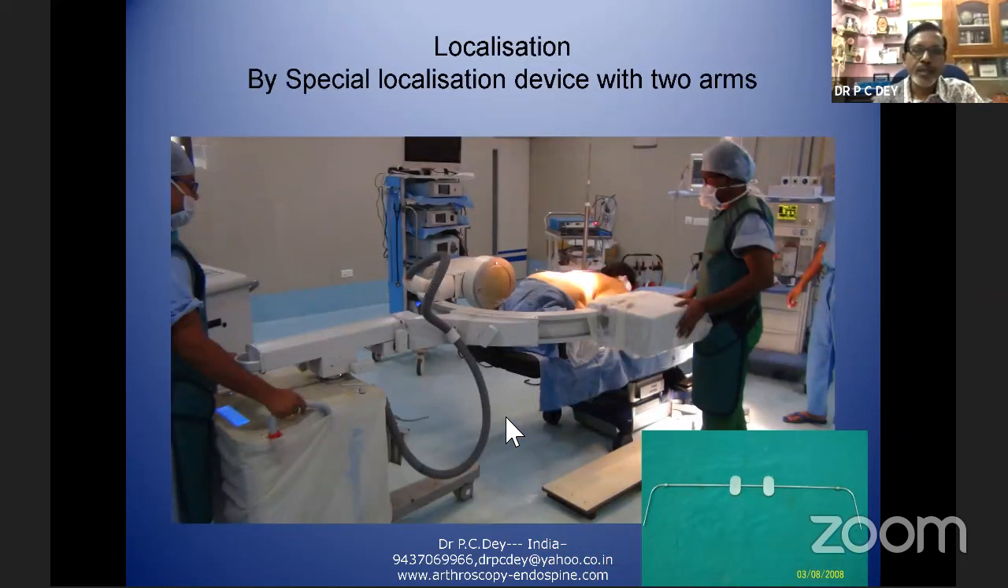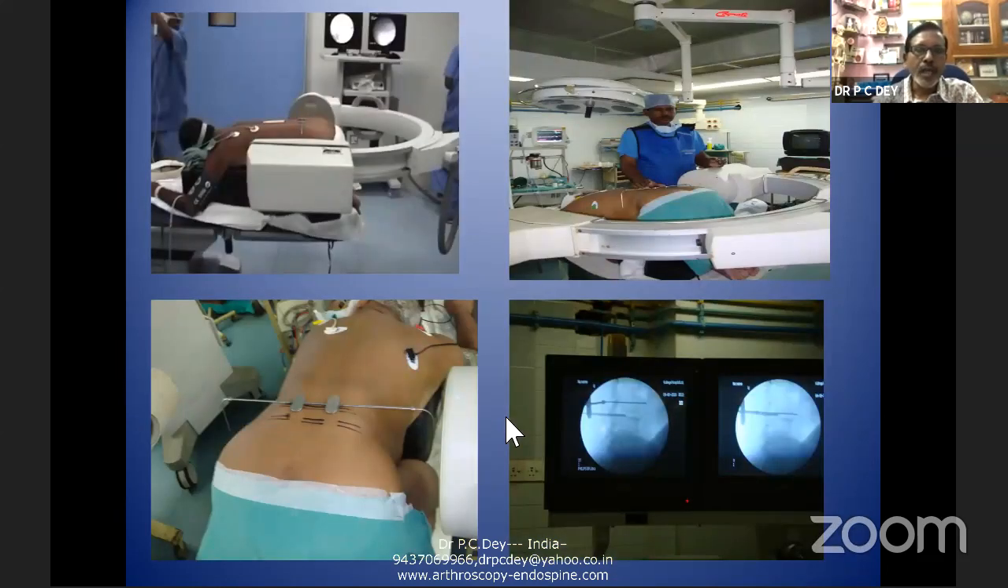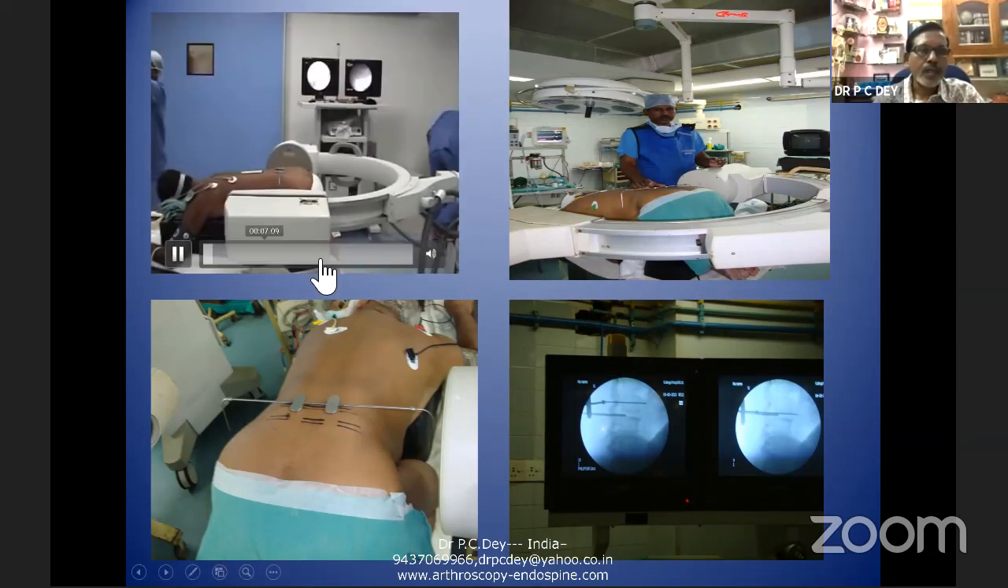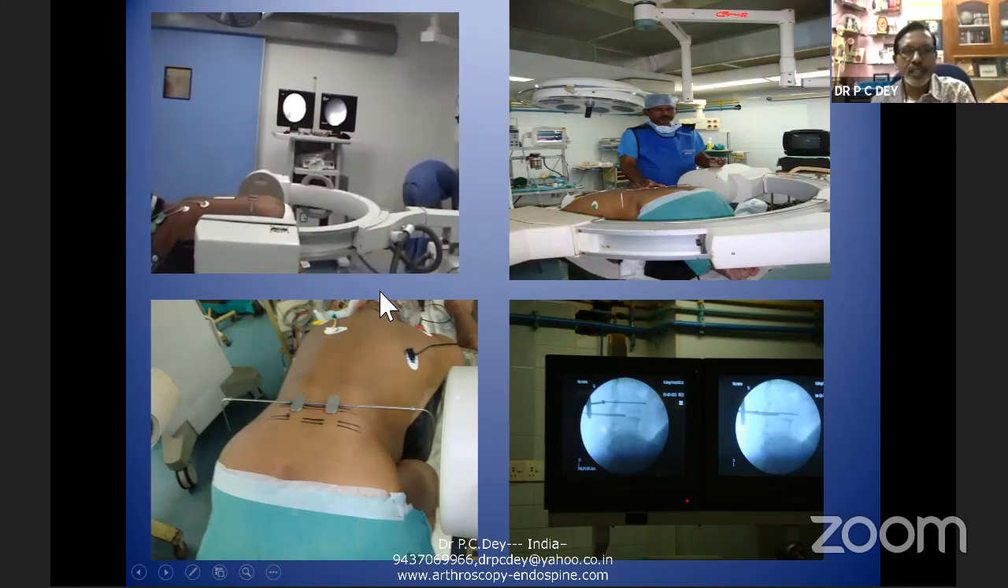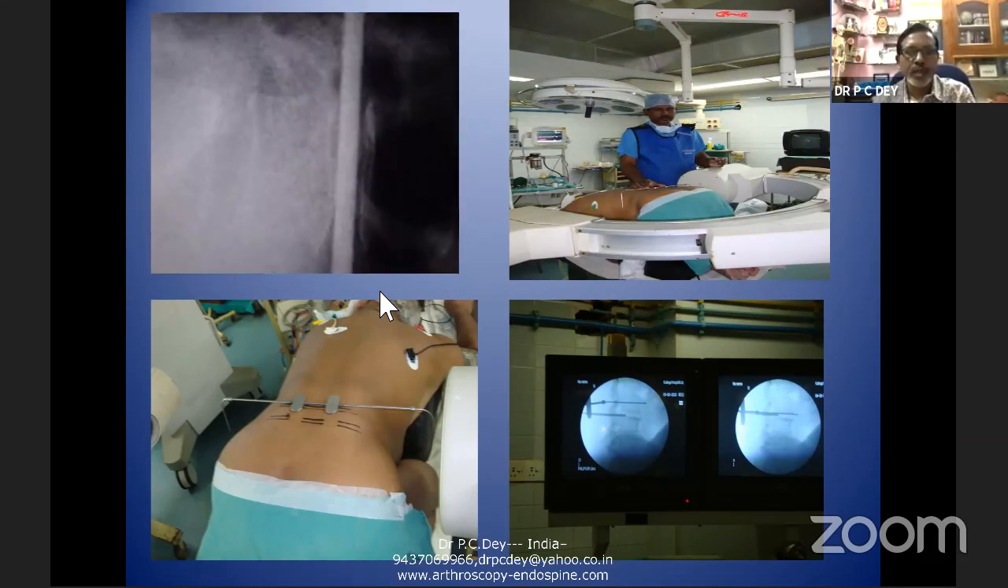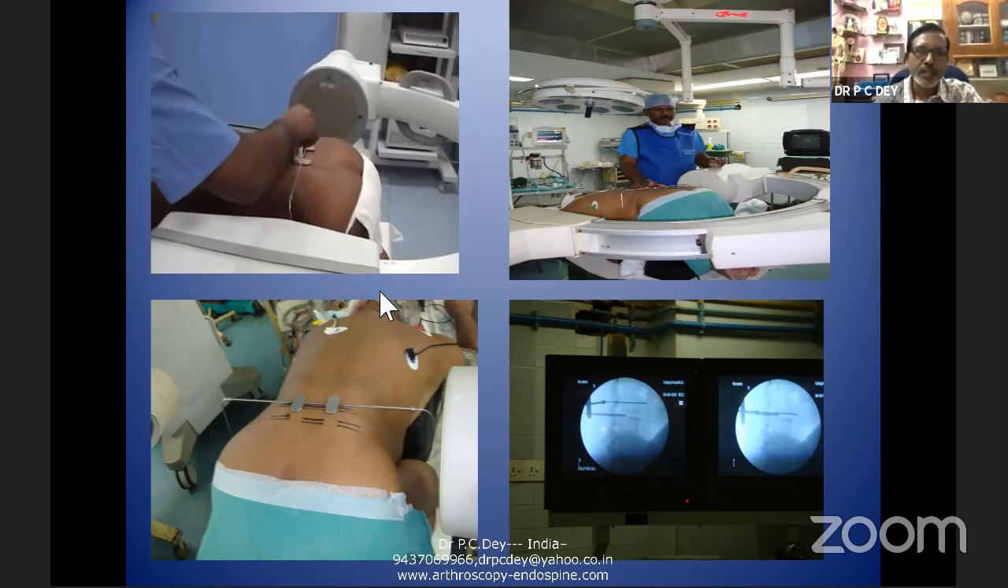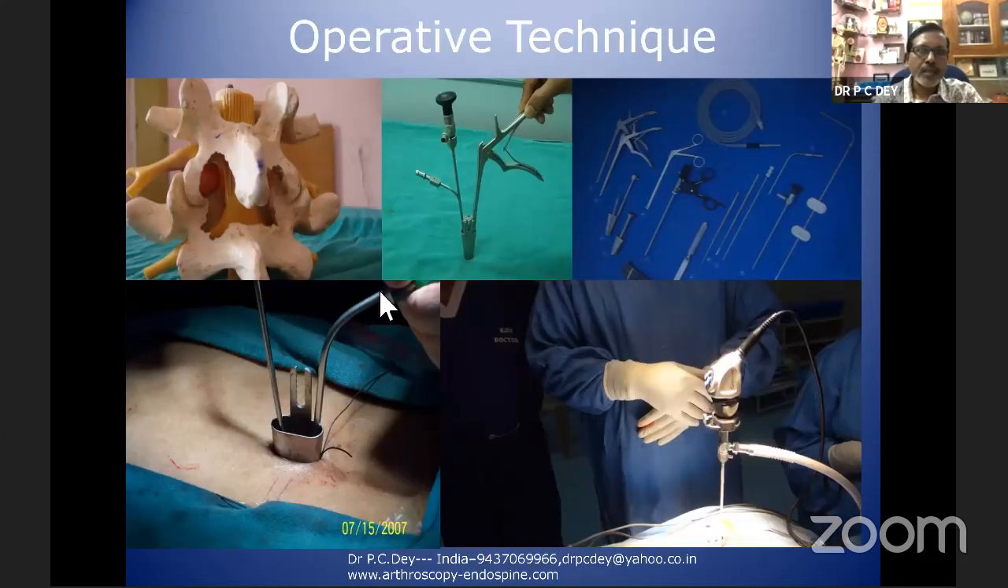We put the patient in the knee chest position and take the C-arm lateral view. There is no need for an AP view here. You can see the video. We are putting a special localizing device. The two bars should be parallel to each other and parallel to the disc space. Then this is the interlaminar window approach, with very few instruments and a press fit technique. There is no special device to fix it. Both hands of the surgeon are free, left hand for the suction tube, right hand for the instrument.